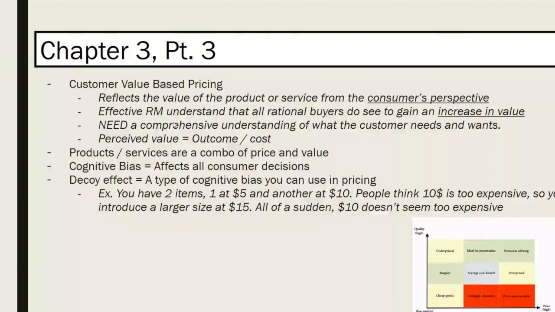To optimize pricing, companies need to consider how to best segment the market, so that prices reflect the differences in value perceived by different types of consumers. So again, you're taking the lens of the customer and seeing how you can give them the perception that you're giving them more value. Effective revenue managers understand that all rational buyers seek to gain an increase in value. So again, it's all about creating value, about standing out, about meeting their needs more.